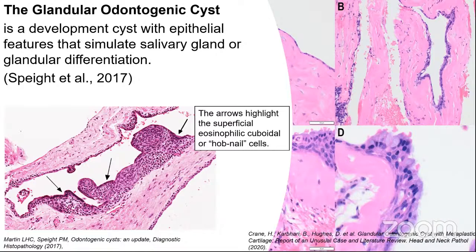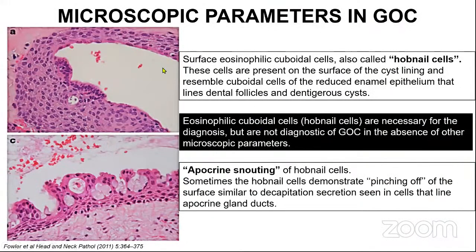Now we associate the hobnail cell with an odontogenic lesion, that is the glandular odontogenic cyst. Now, while hobnail cells can also be seen in certain vascular lesions and there are mimics to it, we look at this particular lesion where the criteria for identifying a glandular odontogenic cyst includes the superficial eosinophilic cuboidal or hobnail cells. Right, so these are the eosinophilic cuboidal hobnail cells on the surface of the cystic lining, and they resemble the cells of the reduced enamel epithelium.